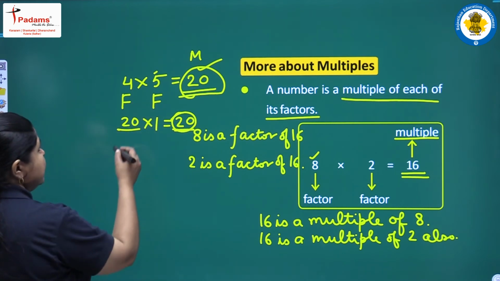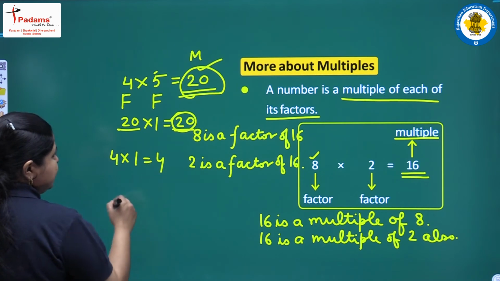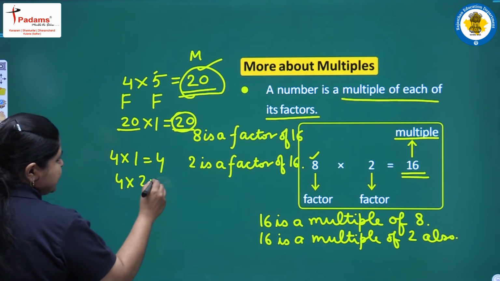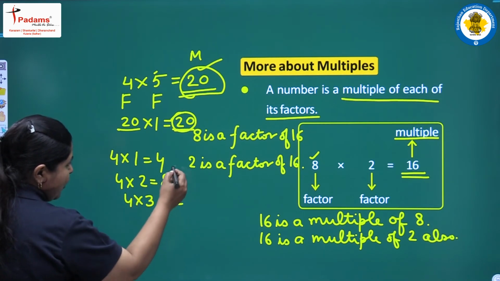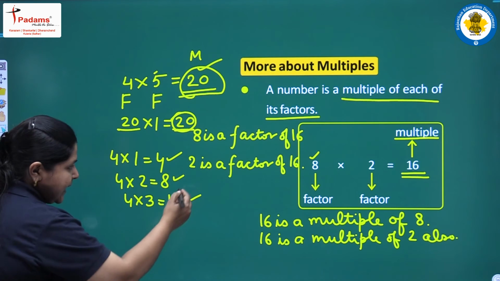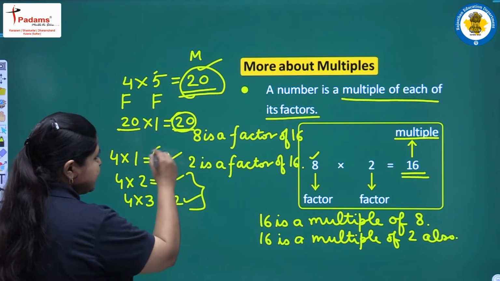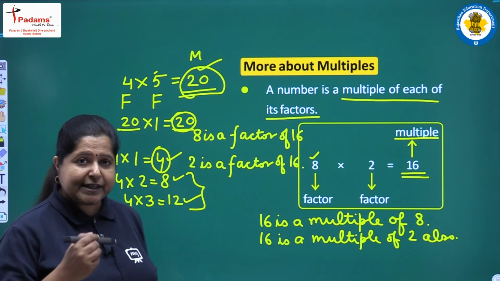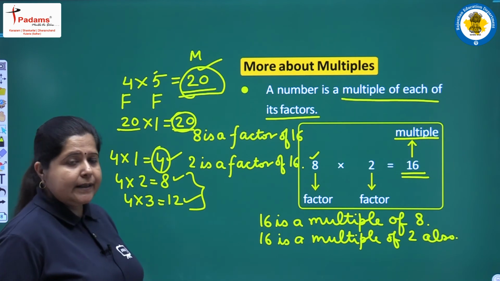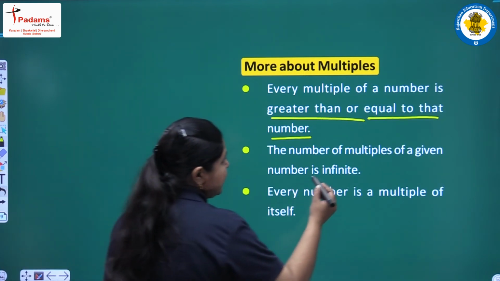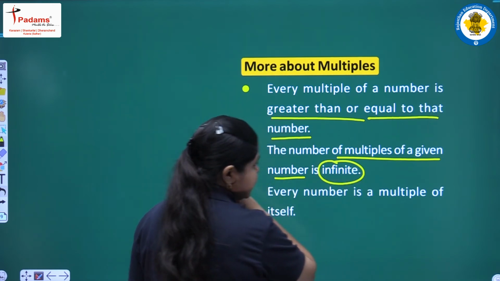Here if we take multiples of 4, it will be 4 ones are 4, 4 twos are 8, 4 threes are 12. All these are multiples of 4 and these are greater than 4, and this one is equal to 4. So we say that multiples are greater than the given number and also equal to it. Then the number of multiples of a given number is infinite.